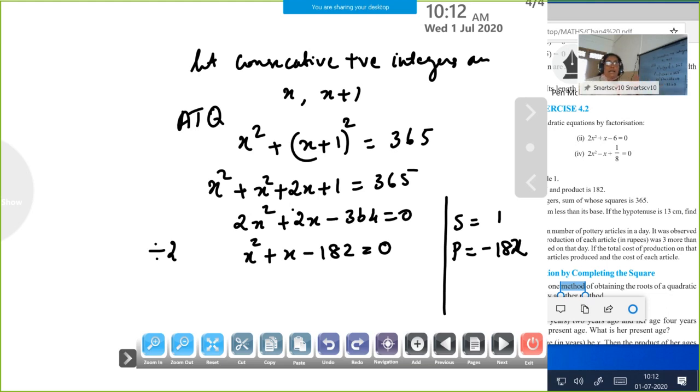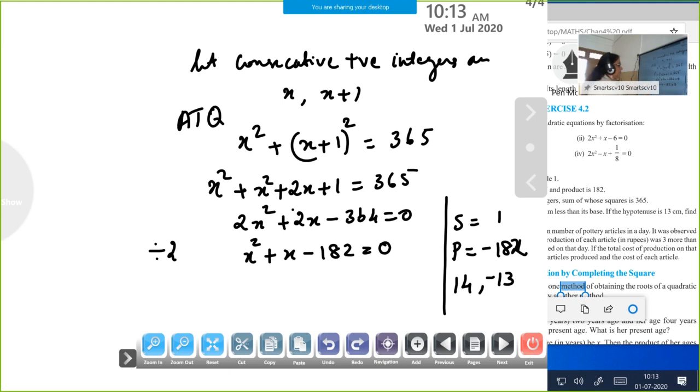Here the sum is positive and the product is negative. That means one number is negative and the other is positive. And the sum is positive, which means the greater number is positive and the smaller number is negative. Here 182 is plus 14 and minus 13. Plus 14 into minus 13 is equal to minus 182, and plus 14 plus minus 13 is plus 1.